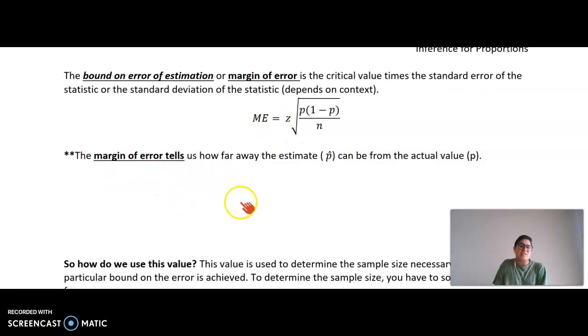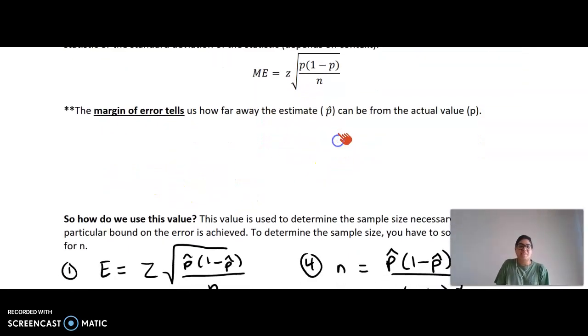And this margin of error tells us how far away the estimate of p hat can be from the actual p. So remember, I'm estimating the true parameter. I don't know the value of p. I'm just trying to guesstimate what it is based on some sample statistics that I've got.